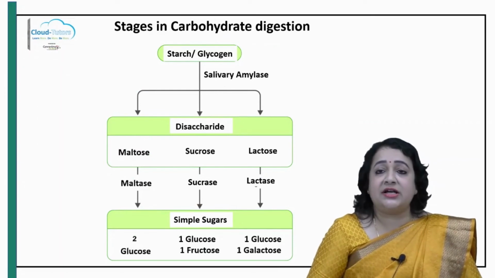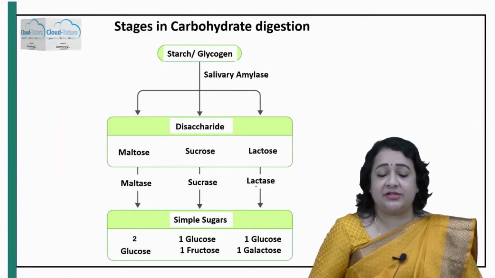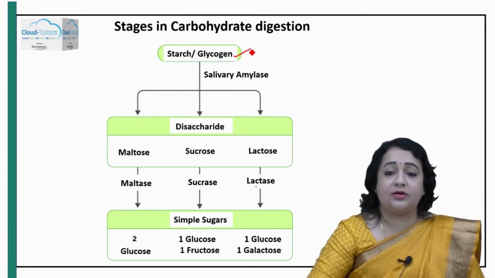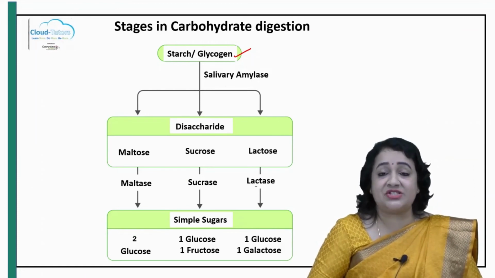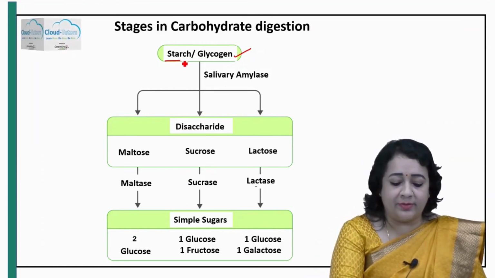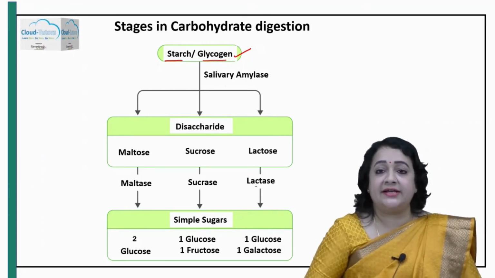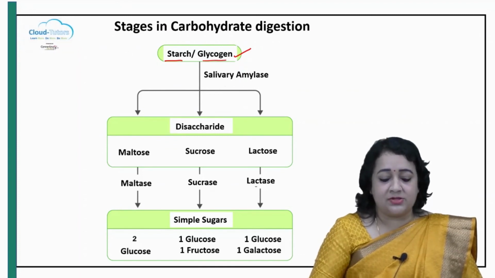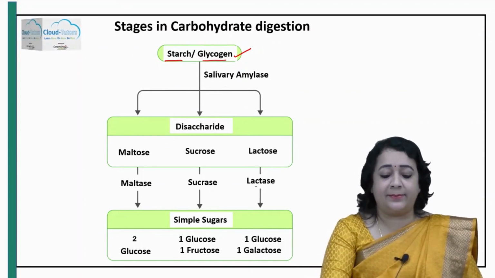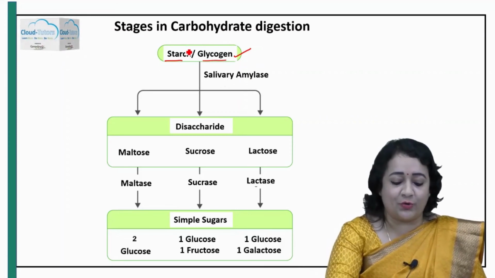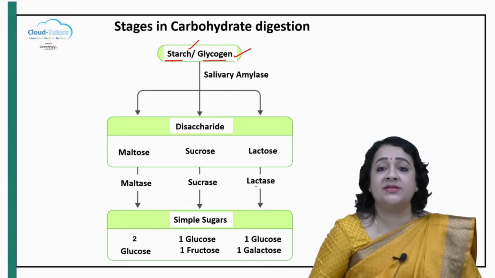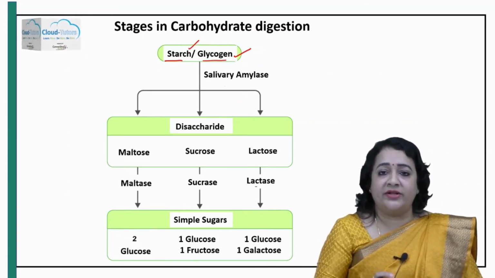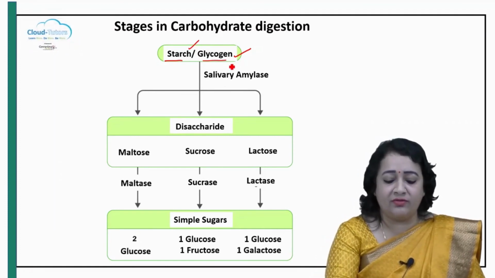Now, stages in carbohydrate digestion. The complex molecule is starch in case of herbivores and glycogen in case of carnivores. In case of autotrophs, the food is stored in the form of starch, whereas in heterotrophs, the food is stored in the form of glycogen.